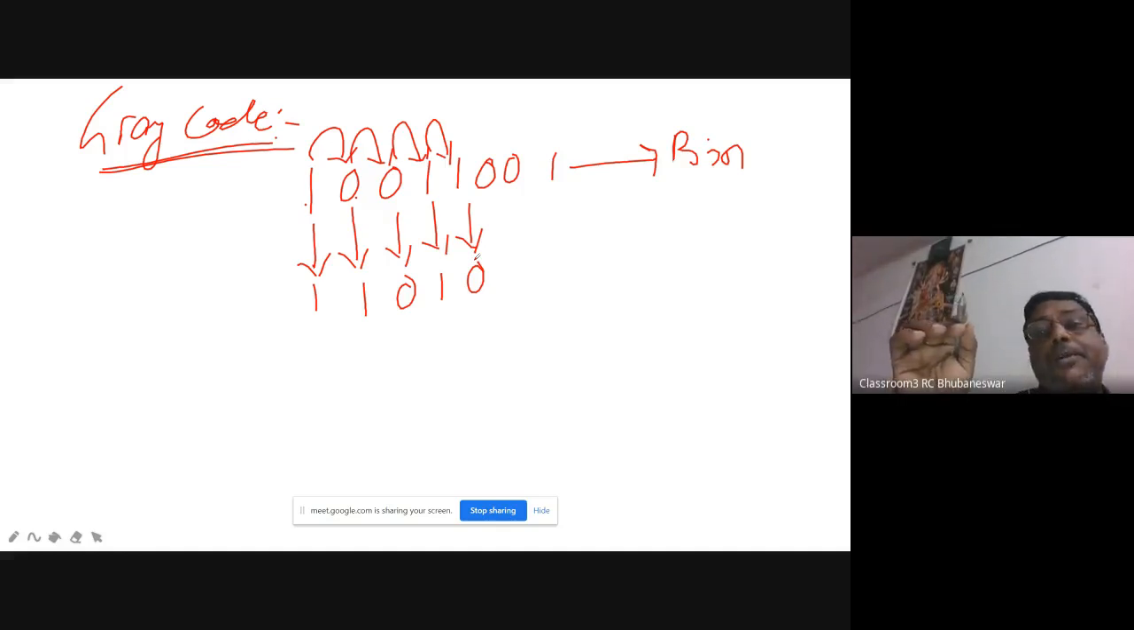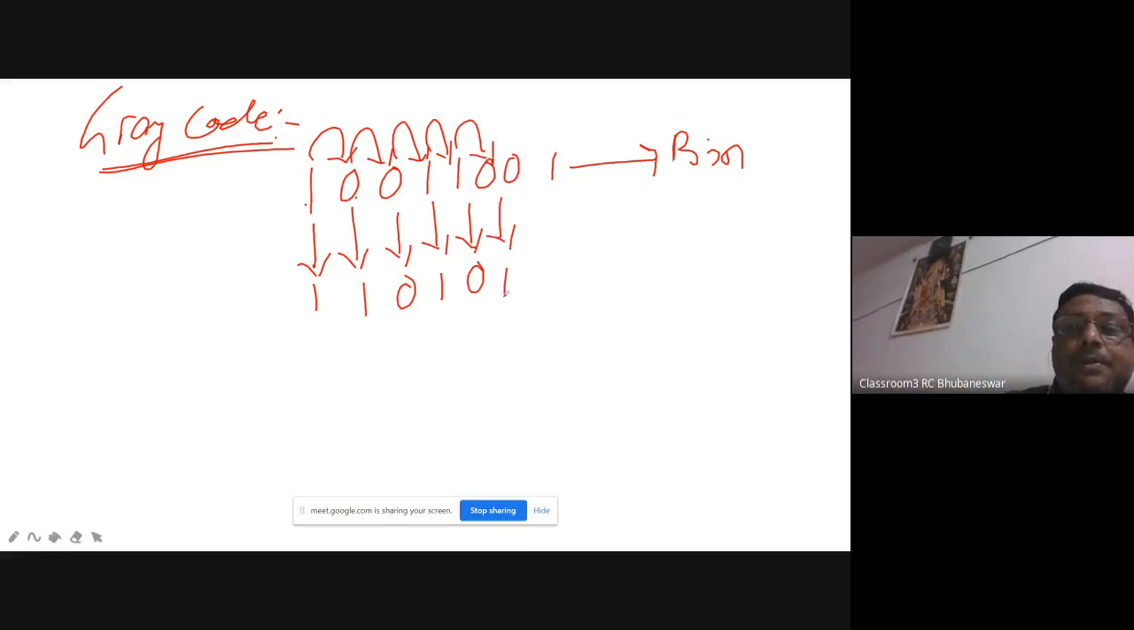So there are 3 points you have to remember whenever you are converting from binary to Gray. First point, the MSB is constant. Number 2, the subsequent bits will be added and the result will be stored. And point number 3, in addition, if any carry comes, then it should be omitted. 1 plus 1, 0 with carry 1, we are omitting the carry. Then 1 plus 0, this is 1. 0 plus 0, 0. 0 plus 1, this is 1. This is in Gray.